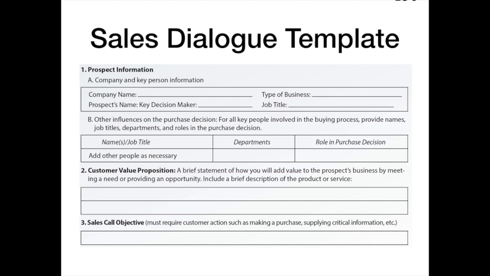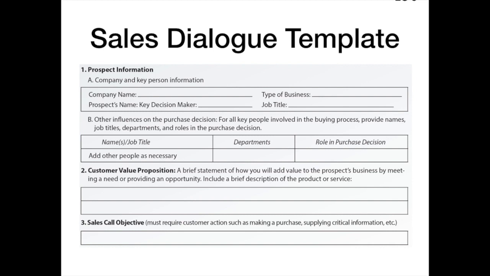in their purchase decision. It's always important to include a statement of the customer value proposition. What this means is that you, as the salesperson, have specifically recognized how you will add value to the buyer's business. You should include a brief description of the product or service in that space.